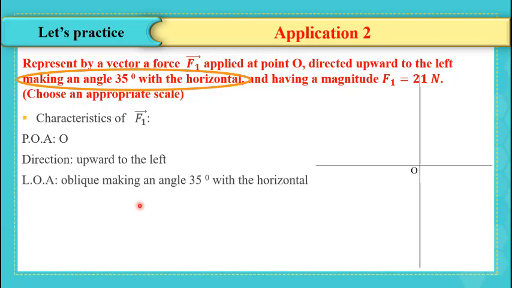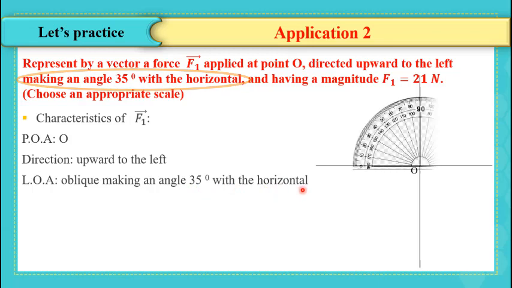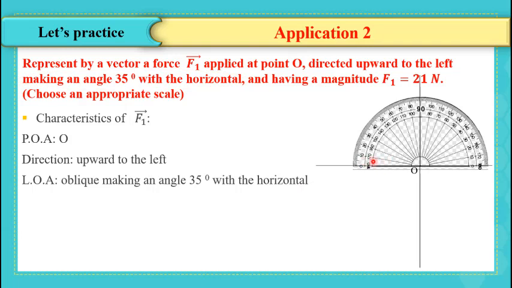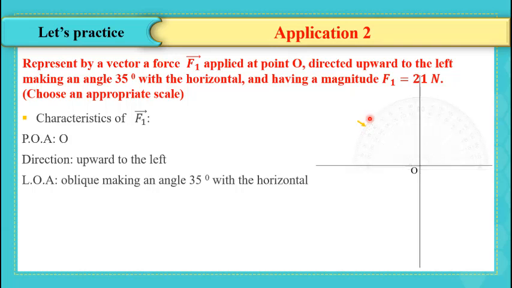To draw an oblique line making an angle 35 degrees with the horizontal, you need to use a protractor. Since the angle is given with the horizontal line, then you are going to place the protractor on the horizontal line in this way, and read on it 35 degree, 10, 20, 30, and this is the 35 degree, and mark this point. Then remove the protractor. Our third characteristic is the magnitude, which is 21 Newton.